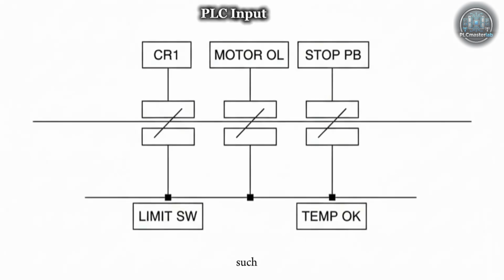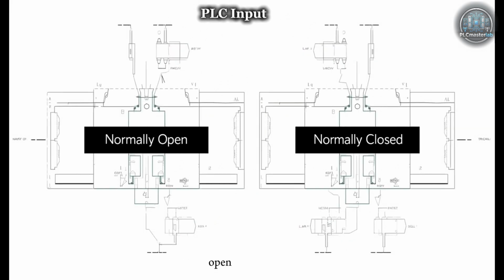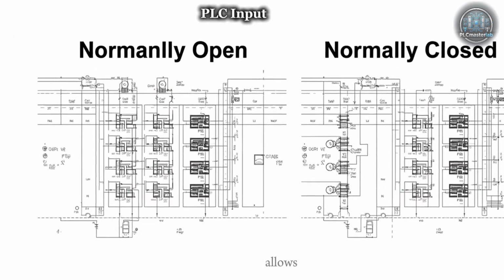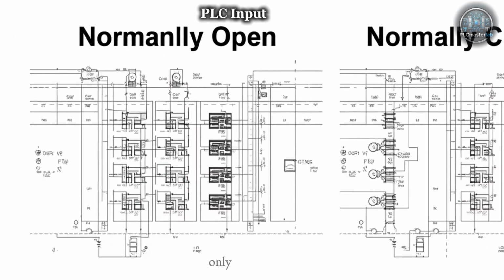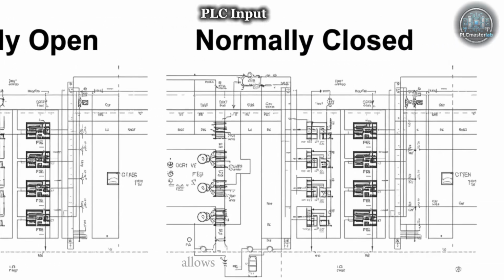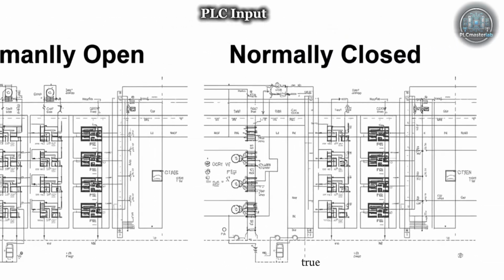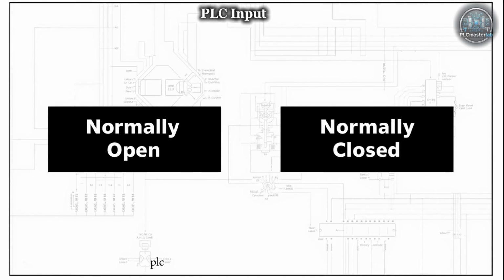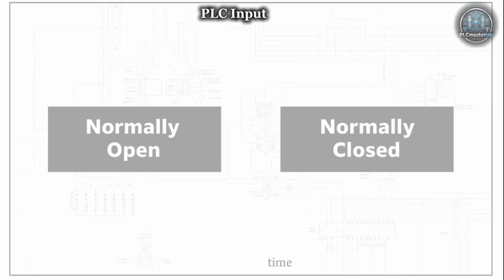Input devices such as push buttons, limit switches, and sensors are represented in ladder logic using normally open and normally closed contacts. A normally open contact allows the logic to become true only when the input is activated, while a normally closed contact allows the logic to remain true until the input is activated. These contacts help the PLC decide whether a condition is true or false at any given time.